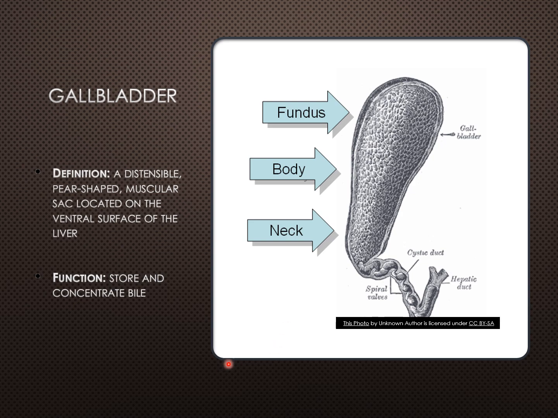We're going to move on from the liver now to the gallbladder, another important structure in that hepatobiliary tree. So the gallbladder is a distensible, meaning it can stretch, pear-shaped muscular sac that's located on the ventral surface of the liver. And its function is to store and concentrate bile. So bile is produced in the liver, and then it travels out of the liver and is stored within the gallbladder.